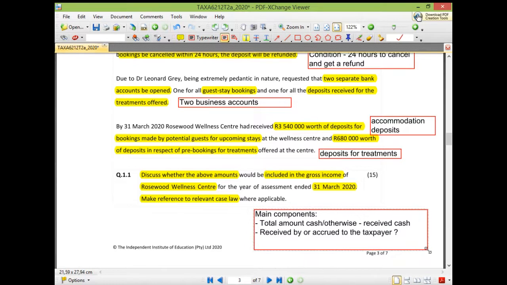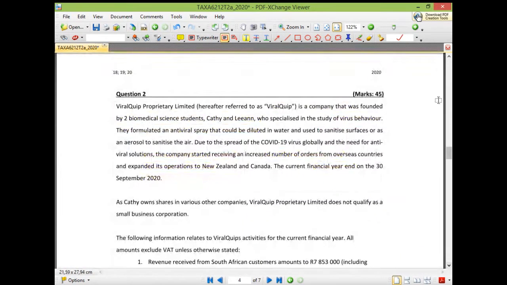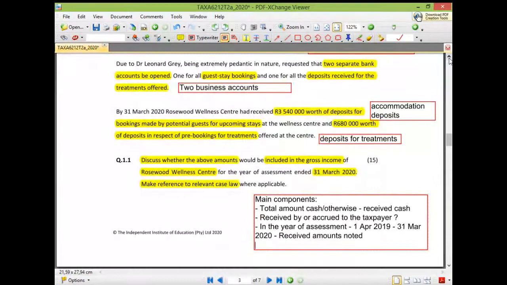That is where most of your discussion would generally sit. And then we talk about in the year of assessment. So has it taken place in the year of assessment? Our year of assessment would have been from 1 April 2019 up to 31 March 2020. So by the 31st of March, we have received the amounts noted. So yes, it has happened in the year of assessment. Sorry, let me just scroll back, I went off the page.